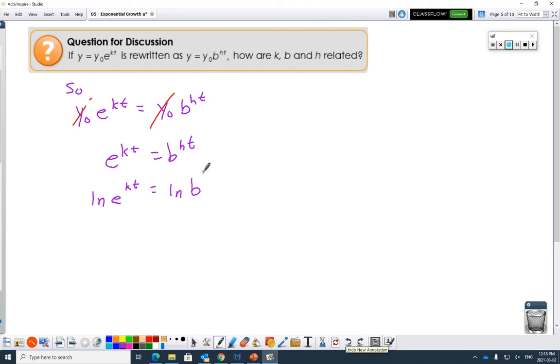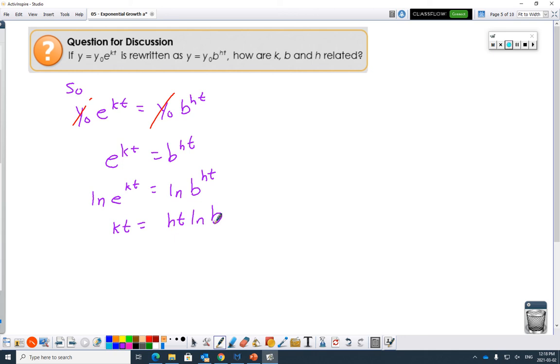Ln's always involved. As soon as there's e in an equation, you're like, let me just write down ln. I just know that's coming in the middle of this. Here I took ln of both sides, so this side just becomes kt, and this side becomes ht ln b, and I'm going to hesitate there again, because I really want you to see the big deal of everything that's happened there. Ln and e cancel out.